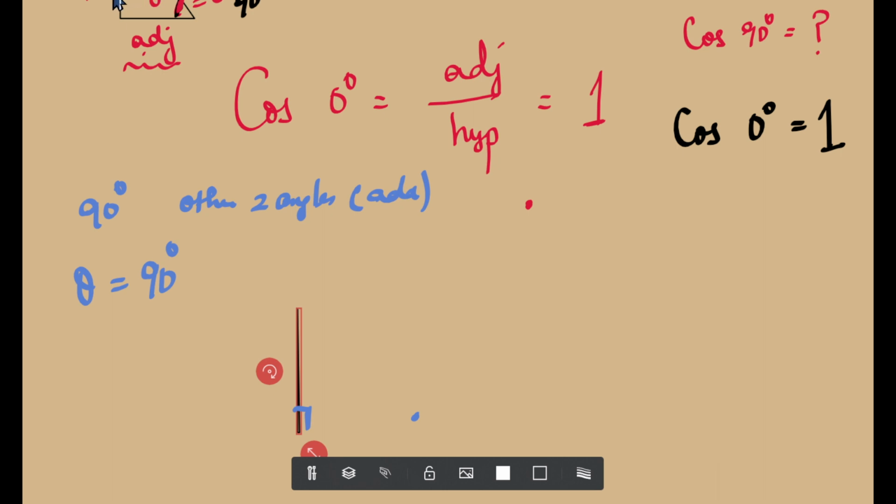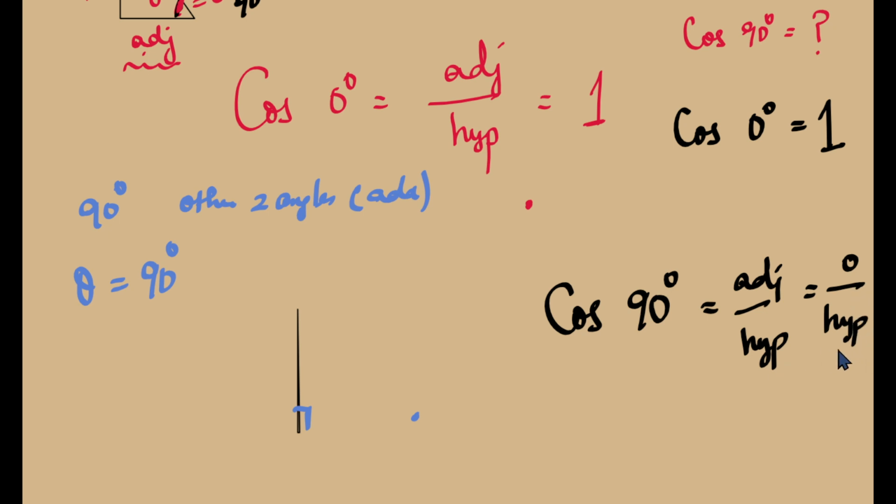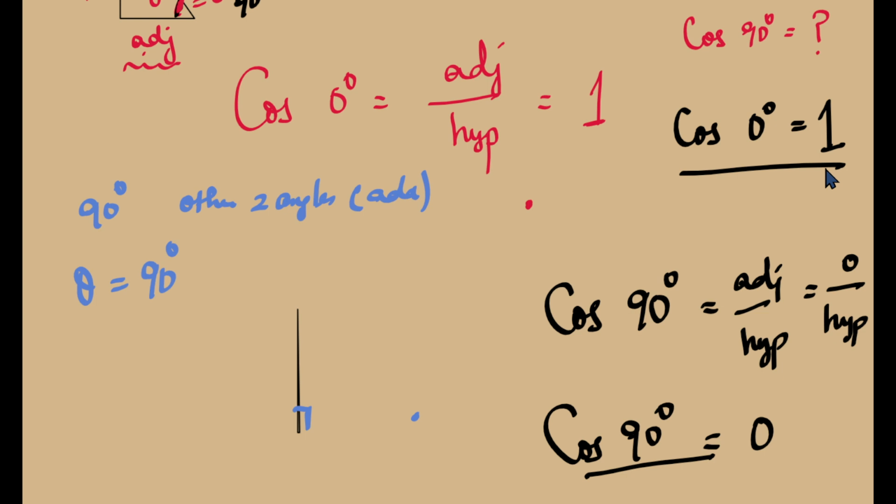So what happens when theta becomes 90? What happens to cos of 90 degrees? What happens to the ratio? The adjacent becomes 0. Cos is defined as adjacent by hypotenuse. The length of the adjacent becomes 0, and whatever the hypotenuse is, we are not concerned about it, because whatever the length is, 0 divided by any number is equal to 0. So now we conclude that cos 90 degrees is equal to 0. So cos 90 is 0 and cos 0 is 1 is the takeaway from this video.